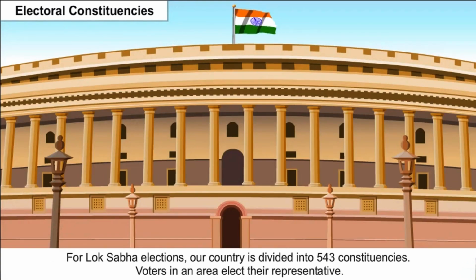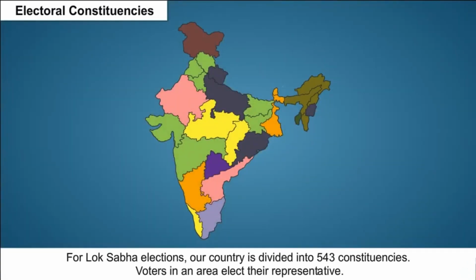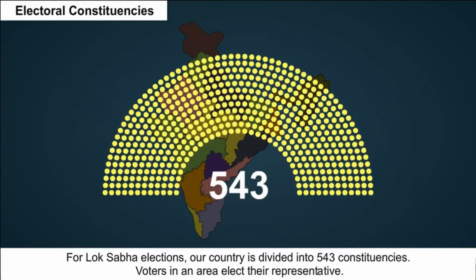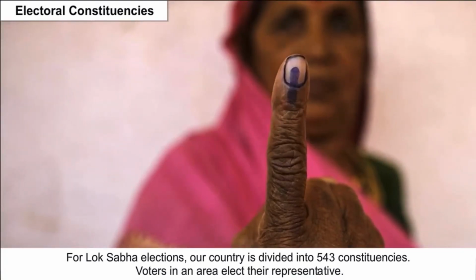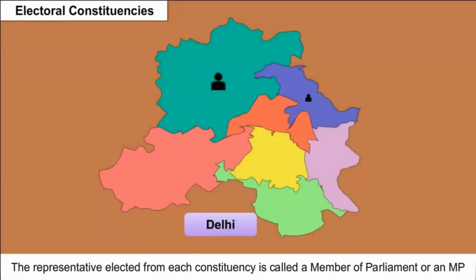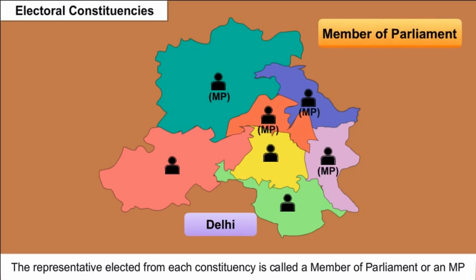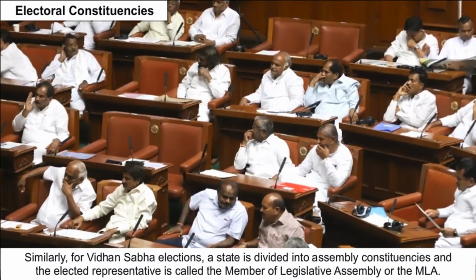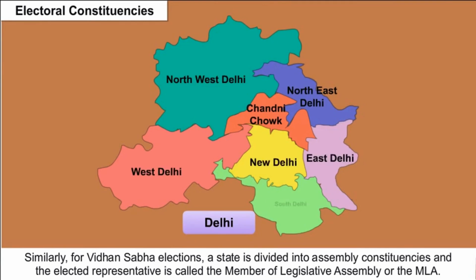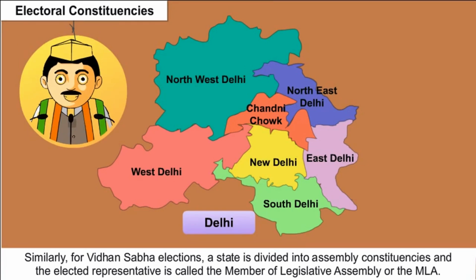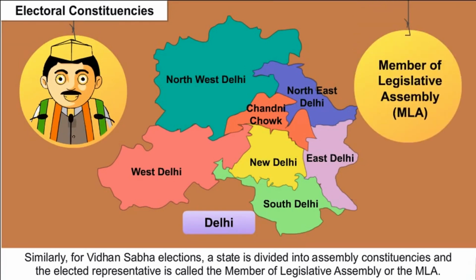Electoral constituencies. For the purpose of elections, our country is divided into different areas called electoral constituencies. For Lok Sabha elections, our country is divided into 543 constituencies. Voters in an area elect their representative. The representative elected from each constituency is called a Member of Parliament or an MP. Similarly, for Vidhan Sabha elections, a state is divided into assembly constituencies, and the elected representative is called the Member of Legislative Assembly or the MLA.